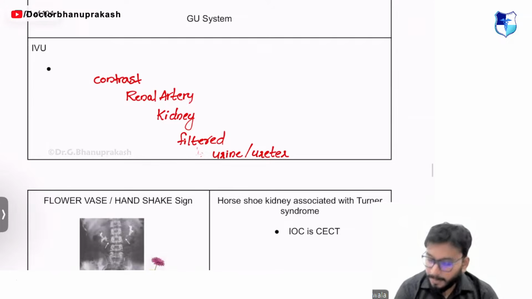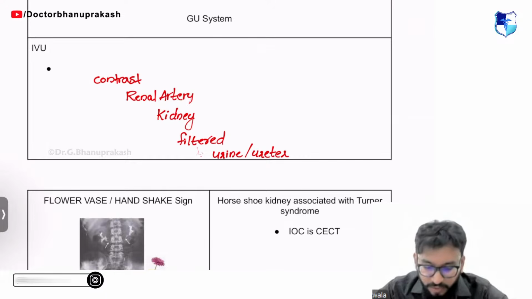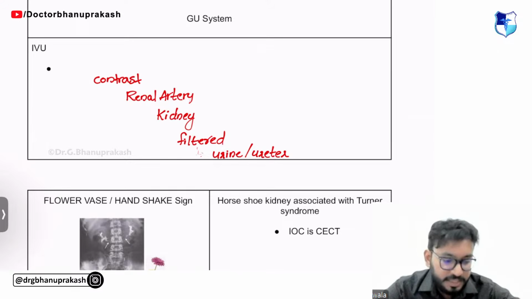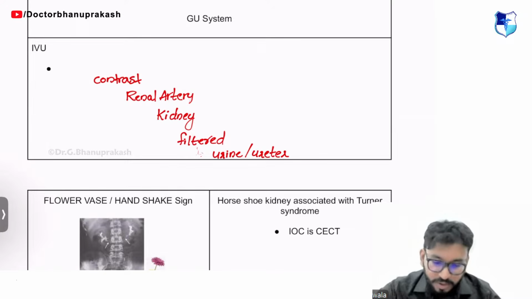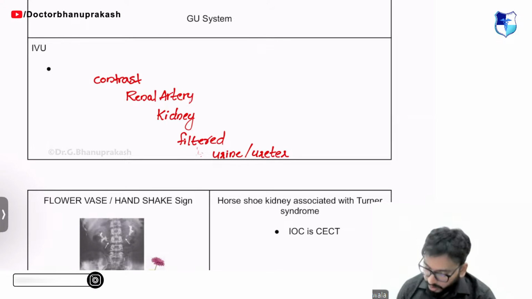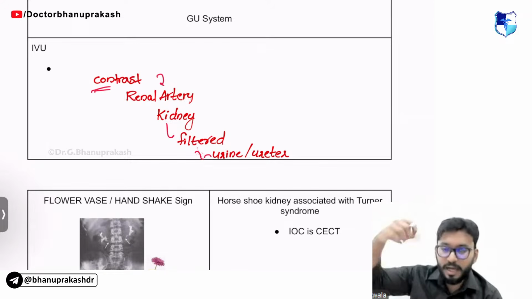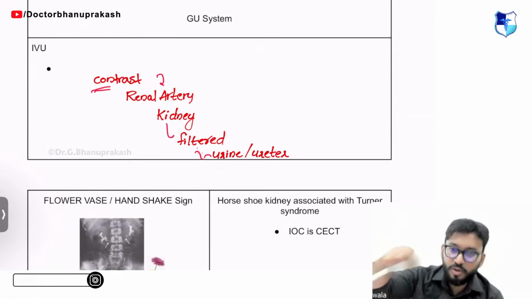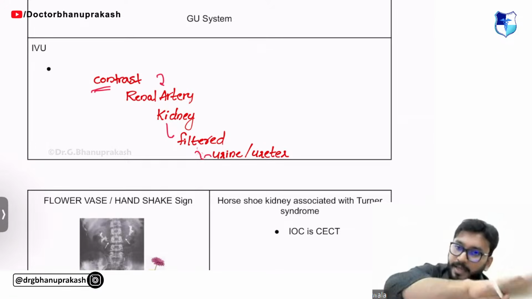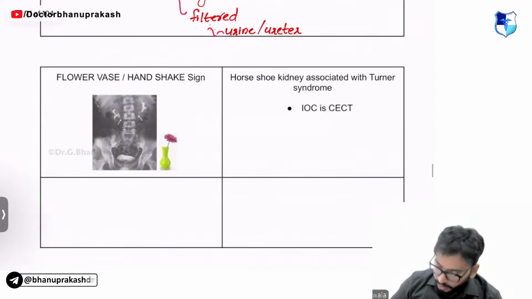So, genitourinary system, IVU. IVU stands for intravenous urography. Yes, a tube is present in ERCP, therapeutic and diagnostic, you're absolutely right. In IVU, we inject contrast in the arm. The contrast goes via the circulation, the renal artery, into the kidney, gets filtered into the urine, and comes out.